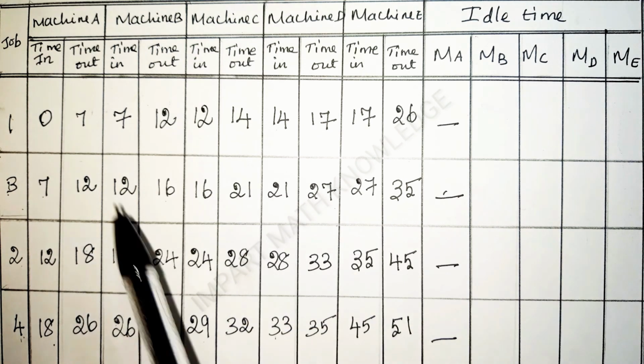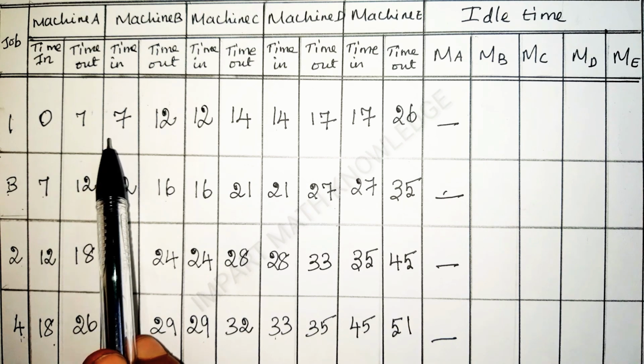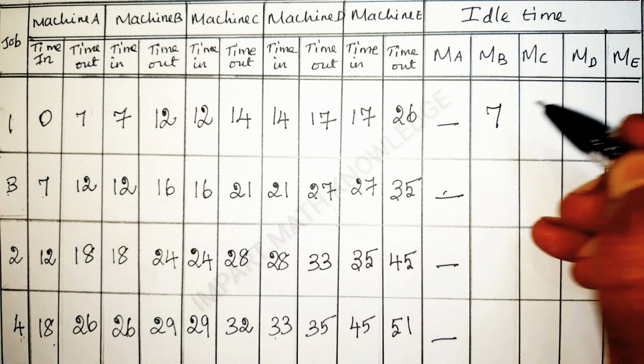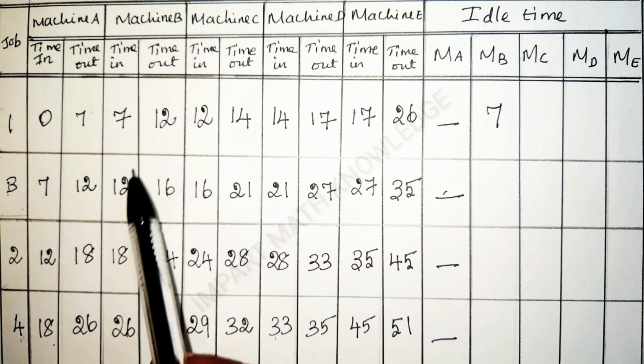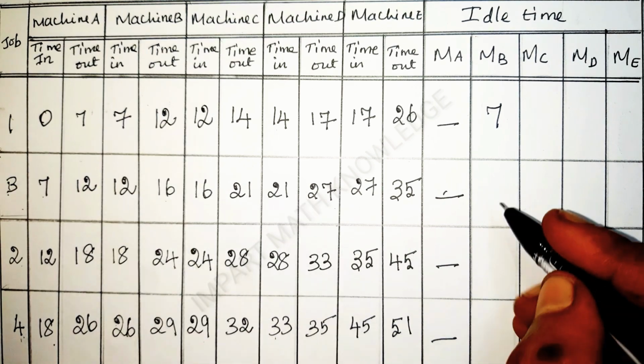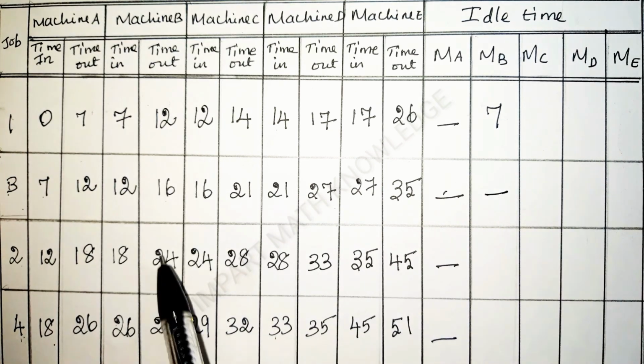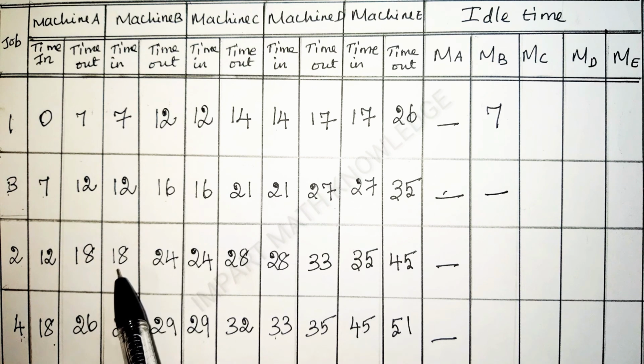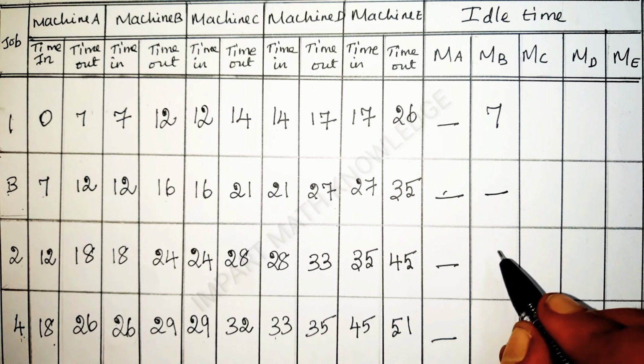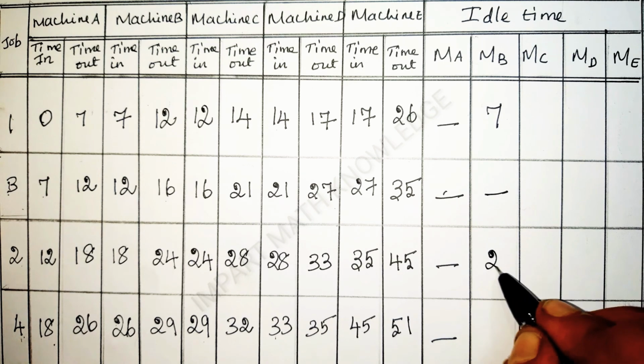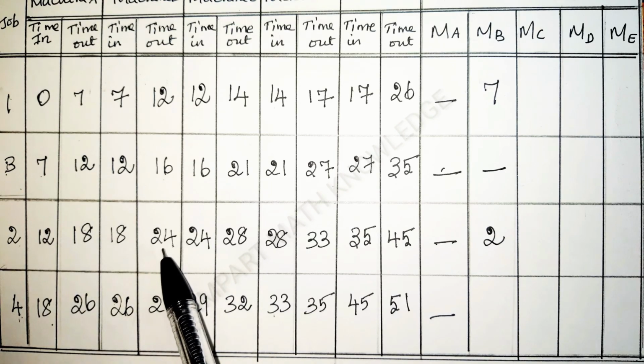For machine B, the work starts at the 7th hour. So for the first 7 hours machine B is idle. And here it starts immediately, so no idle time. And job 2 starts only at 18 hours. So the difference is 2. 2 hours idle time for machine B. Job 2 completes the work at 24 hours. Job 4 starts the work at the 26th hour. So 2 hours idle time.